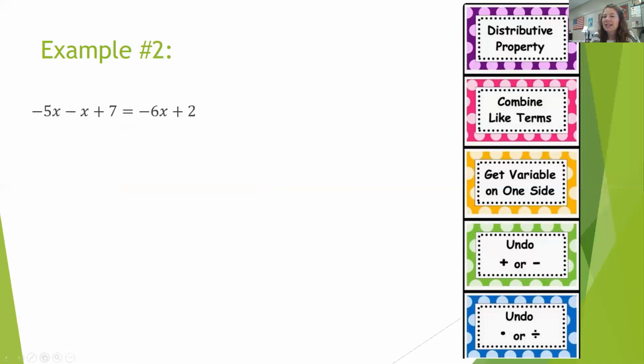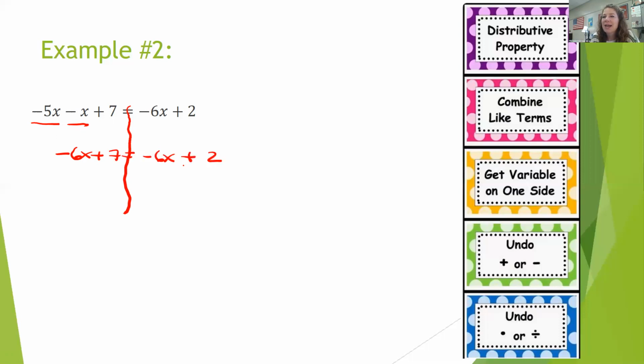All right, let's look at another one. Now this one, after we draw our line, let's combine like terms. So we have negative 5x combined with negative 1x. What's negative 5 minus 1? Negative 6x plus 7 is equal to negative 6x plus 2.